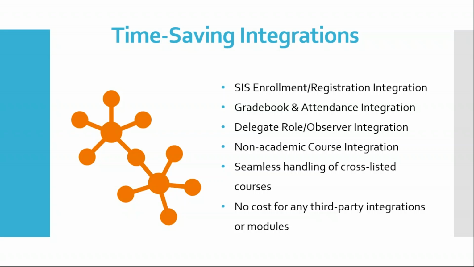And then every time a new term is created, all of the courses with that prefix, John Doe is given observer level access into those courses automatically. So a big time saver once that's mapped to create all of those enrollments without having to do it one by one every term. The same is true with the non-academic course integration.